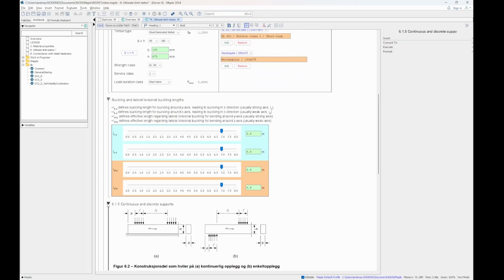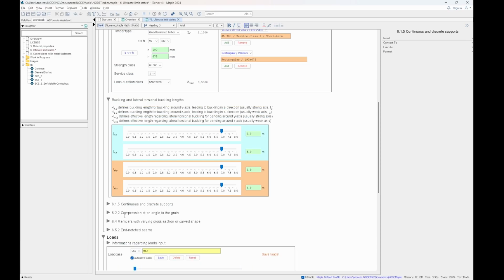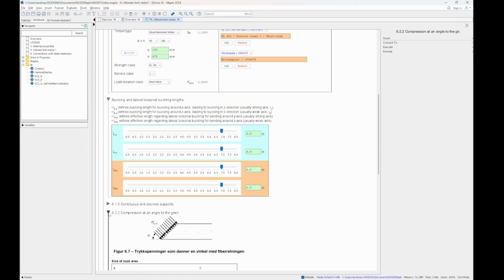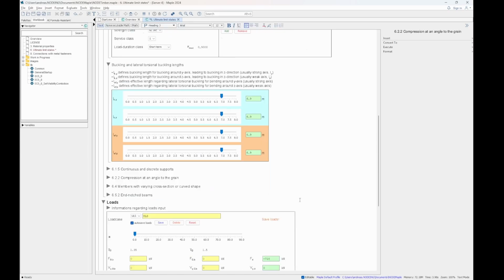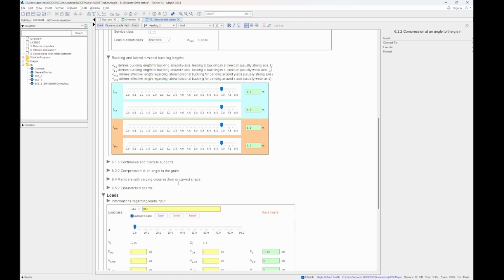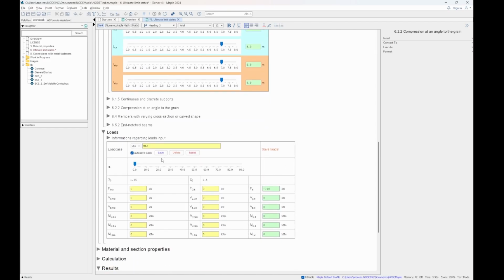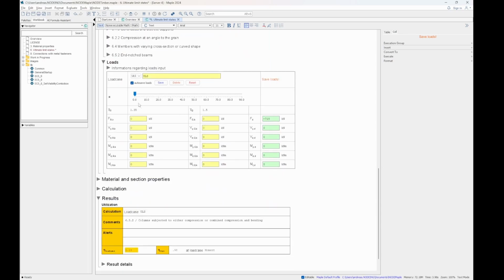We are not going to have to check the supports in that case, because we're not checking the beam but the column. Compression at an angle to the grain is not interesting either. No varying cross sections, and we don't have any end-notched beams. So in that case we have just one load case, which is the ULS, the ultimate limit state, and this one is defined as 718 kilonewtons. The force is also in the direction of the grain, so we have a 0 degree alpha value here.